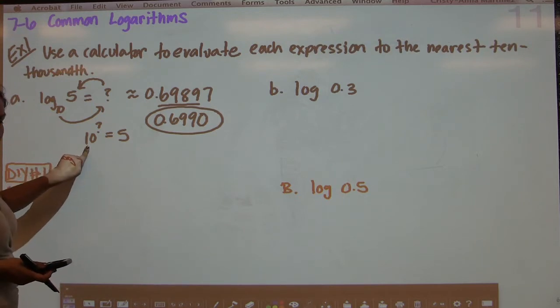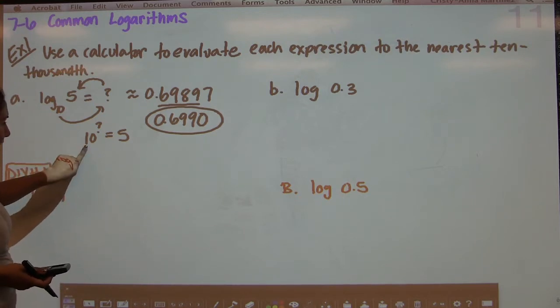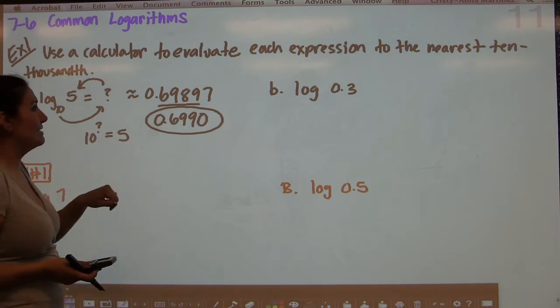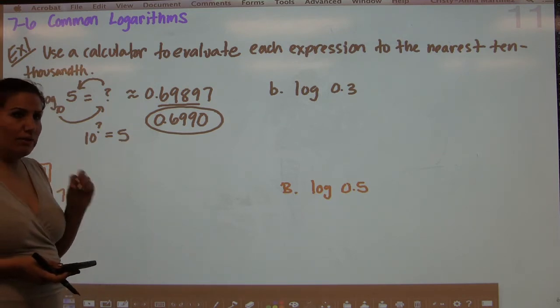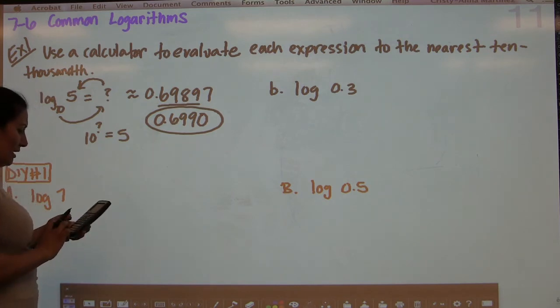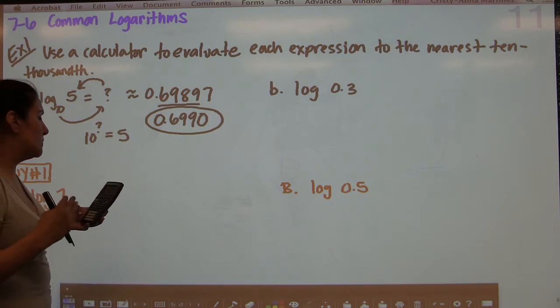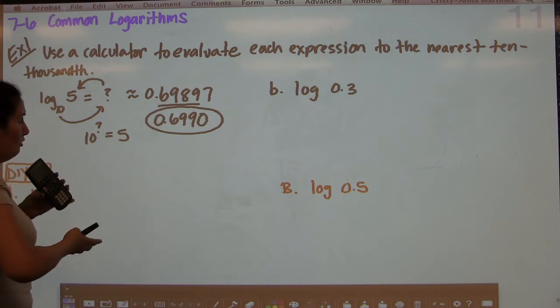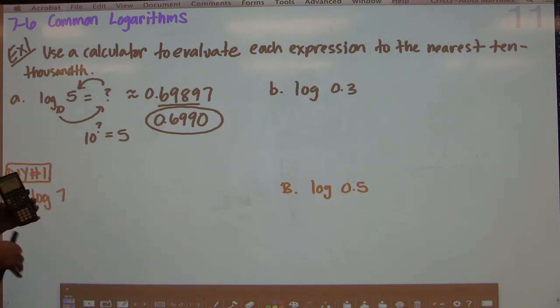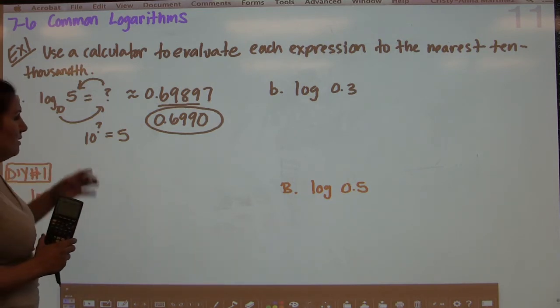But more importantly, I want to show you what is happening here. According to this exponential form, if I take 10 and raise it to the 0.6990 power, I should get 5 or something very, very close to it. You can check that. You go 10 raised to the power of 0.6990, and you in fact get 5.0003. So basically, that's how logarithms work with exponentials. They're inverses, right? Just want to remind you about that.